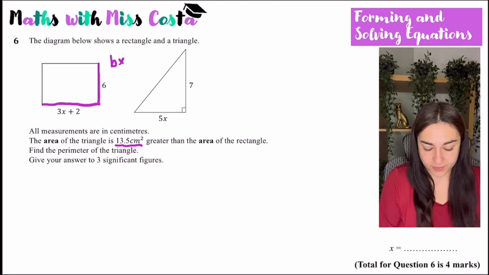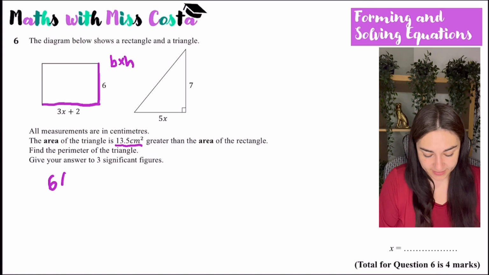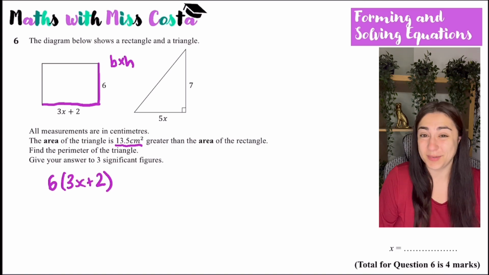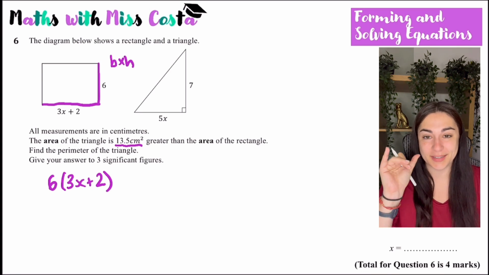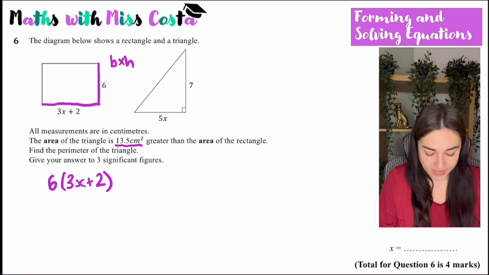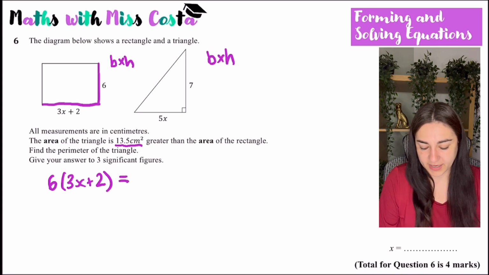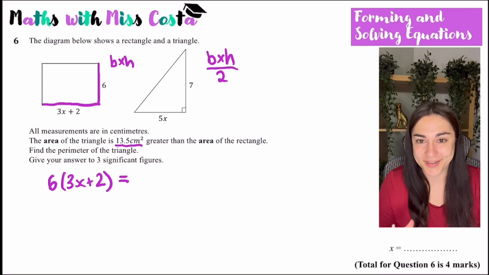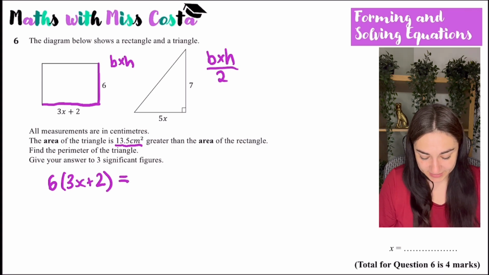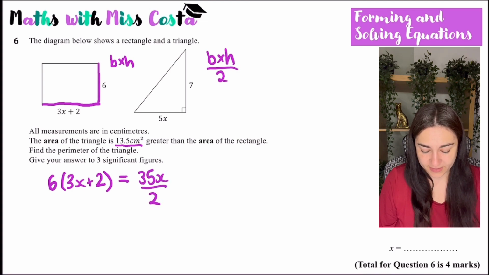The area of a rectangle is always base times height. So I'm going to do 6 times by 3x plus 2. And I don't need to write the times, because when I'm multiplying two terms or more, I can put them in a bracket. So I know that's the area of the rectangle. And then the area of a triangle, how do you work out the area of a triangle? It's base times height divided by 2, a commonly forgotten thing, especially under exam pressure. So that would be 5x times 7 is 35x divided by 2.